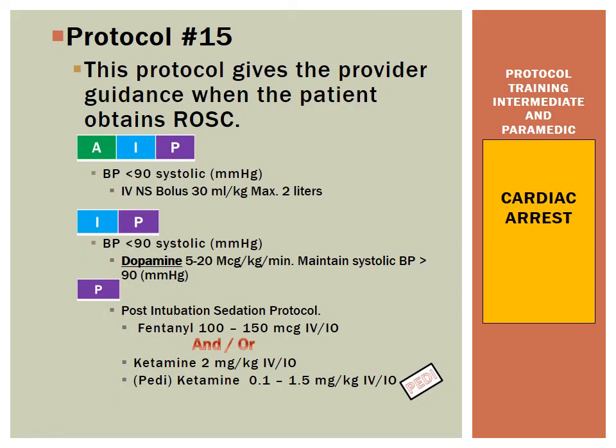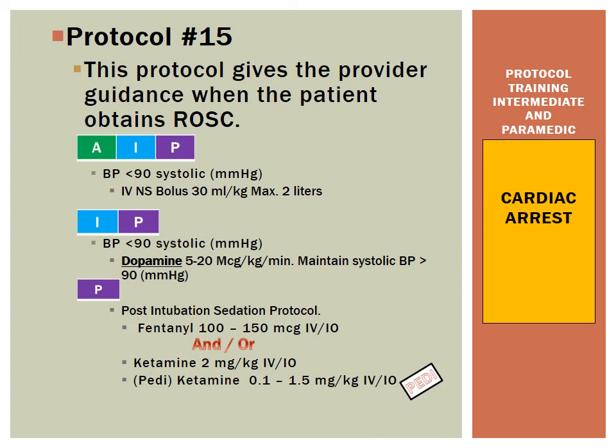For our advanced providers, if we do regain a pulse or have return of spontaneous circulation in our cardiac arrest patients, our advanced through paramedic providers, we need to focus on maintaining that blood pressure greater than 90 millimeters of mercury systolic, and we do this by IV normal saline boluses of 30 milliliters per kilogram to a max of 2 liters. Our I&P level providers also have the option of administering dopamine at 5 to 20 micrograms per kilogram a minute to maintain that blood pressure again at 90 millimeters of mercury systolic.